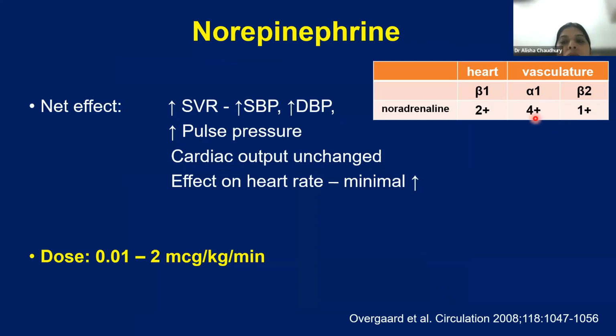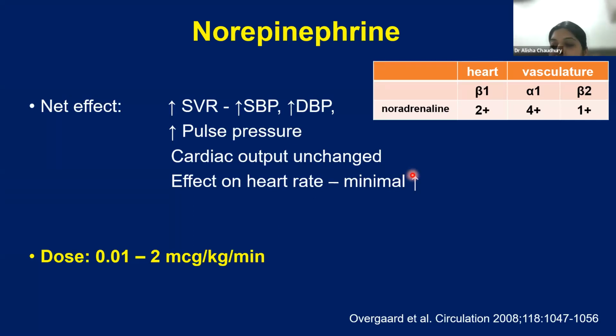So alpha action is more pronounced, meaning more increase in systemic vascular resistance, which leads to more increase in systolic blood pressure and diastolic blood pressure. But the beta 1 action is just mildly raised. That is why there is not much change in cardiac output, and even the rate of heart rate increase is not very high. It is a very minimal increase. Beta 2 is even weaker, because beta 2 causes vasodilatation. So even this weak action of beta 2 will help you to use this drug in an emergency situation when you want the blood pressure to rise.